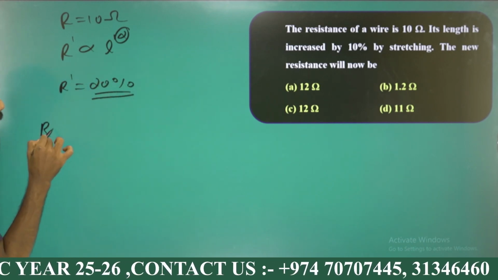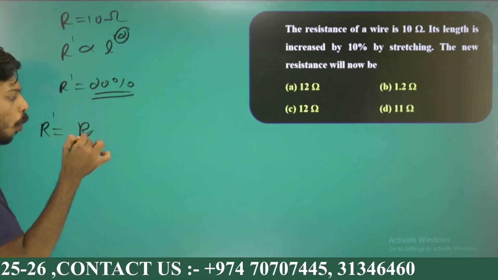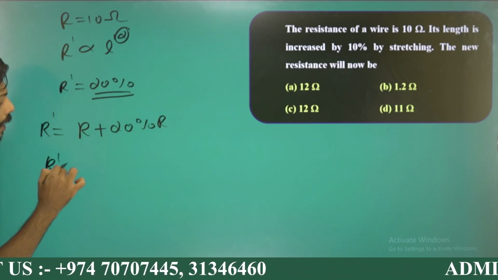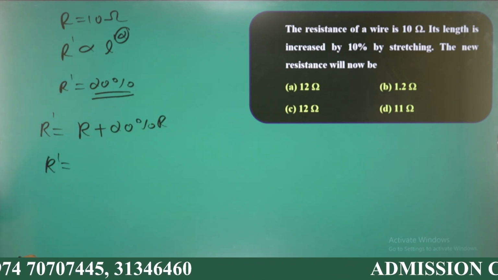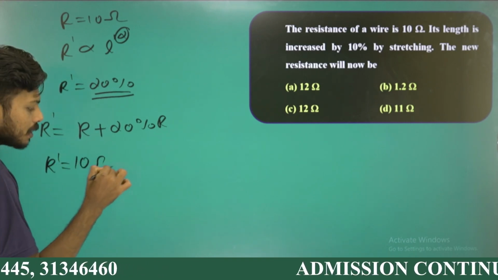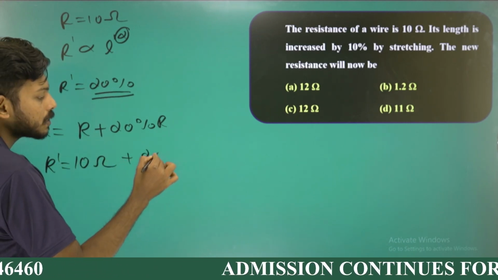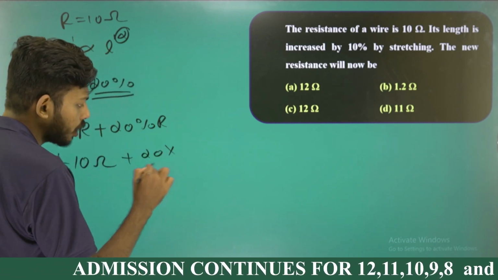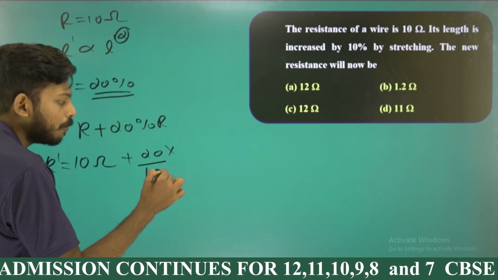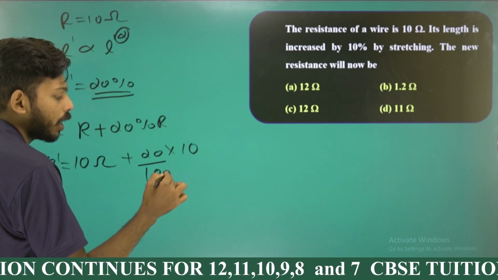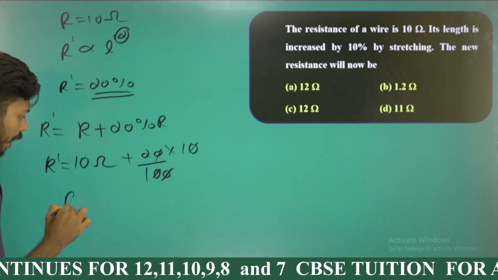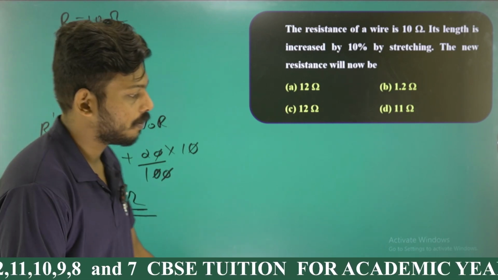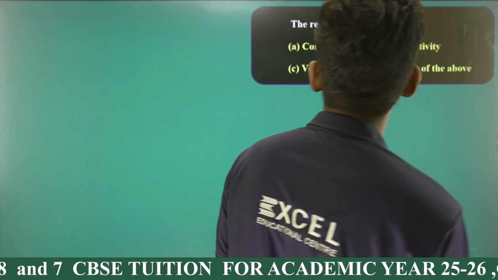So the new resistance will be the old resistance plus 20% additional resistance. R dash is equal to the old resistance, which is 10 ohm, plus 20% of 10 ohm. You have to convert the percentage into a value: 20 by 100 into R. The original is 10. The final result will be 10 ohm plus 2, so the final value will be 12 ohm. So we can go to the next question.